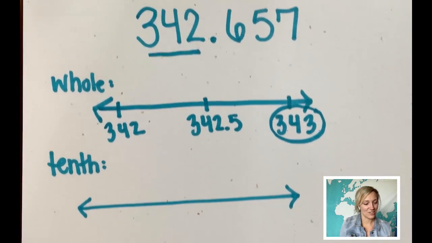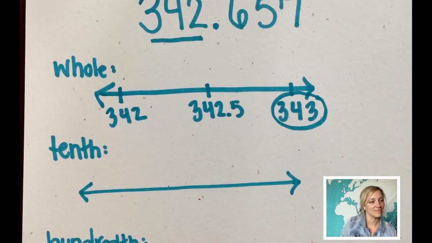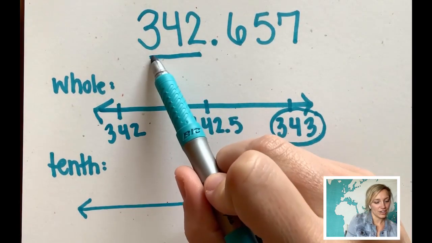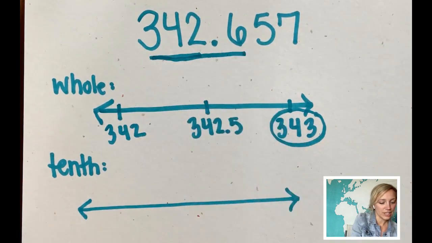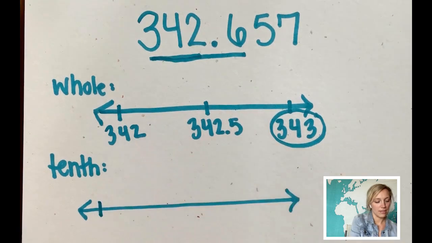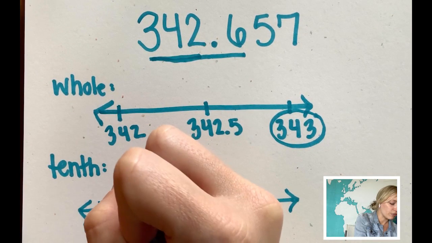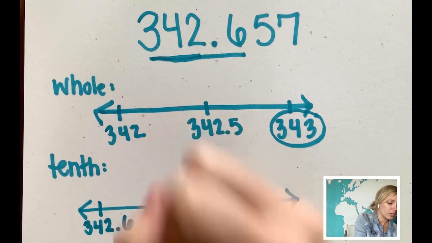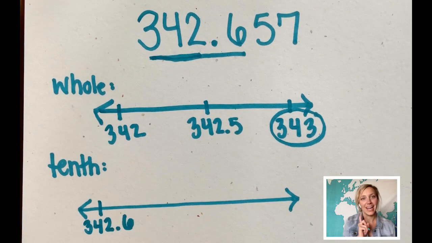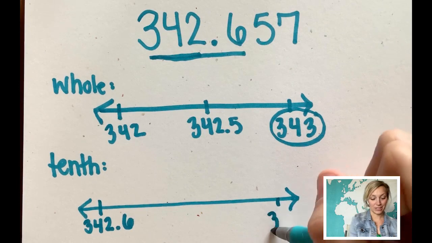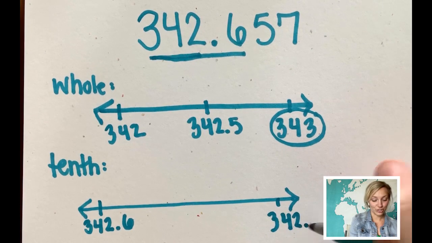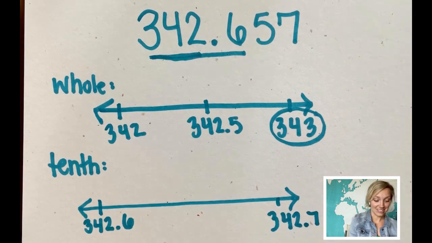Now to the nearest tenth. This number to the nearest tenth, I'll go ahead and continue underlining to the tenths place. That will become my left benchmark, 342 and 6 tenths, and one more tenth will be 342 and 7 tenths. You got it.